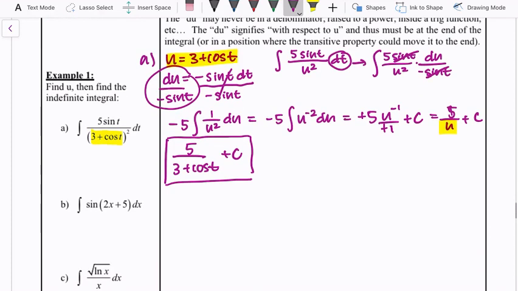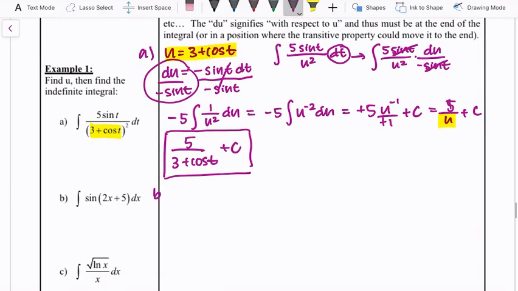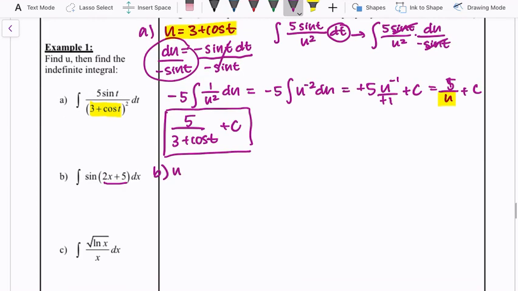Well, let's take a look at our next one. So for b, we have the integral of sine of 2x plus 5 dx. I can see right away what my u might be. I have this 2x plus 5 inside of my sine, so let's let that be u. u equals 2x plus 5. And so now let's derive both sides.